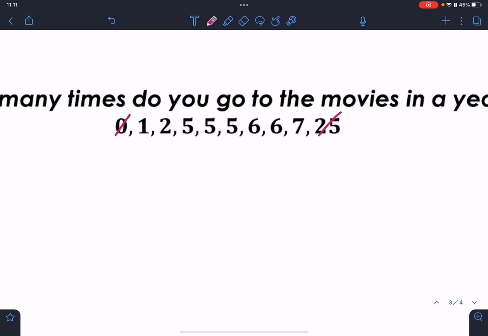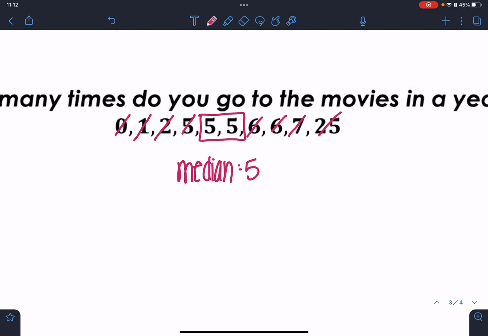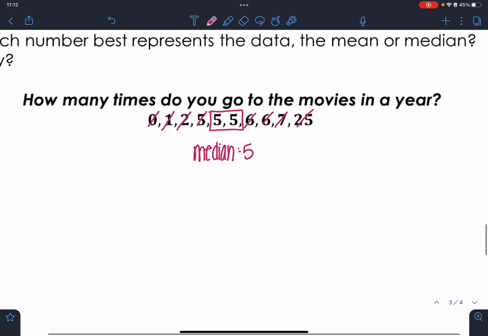So let's cross out from either end: 0 and 25, 1 and 7, 2 and 6, 5 and 6. And I like this example because I have two 5s left in the middle. Well, what's in between 5 and 5? 5, right? There is nothing in between 5 and 5. So if you have the same number, then your median is that number. Okay, there's nothing in between. 5 is in between. Okay, so there's my median.